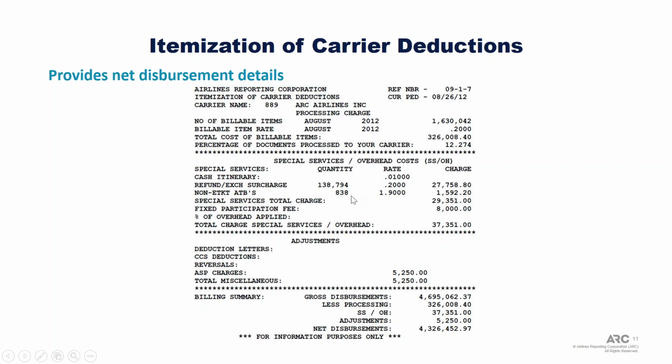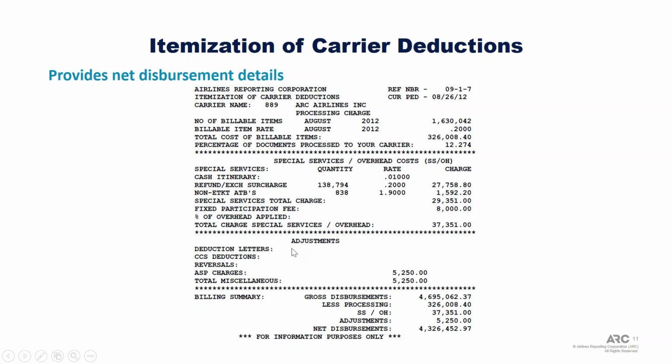For non-e-ticket ATVs, which are obsolete today, but they're listed here, there's an amount for those. And then it gives you a total of the charge, and then the fixed participation fee. For this airline, for the full participant, is $8,000 a month. And then your total is listed here.